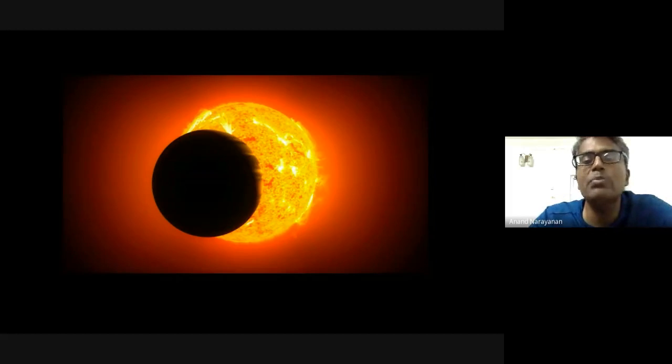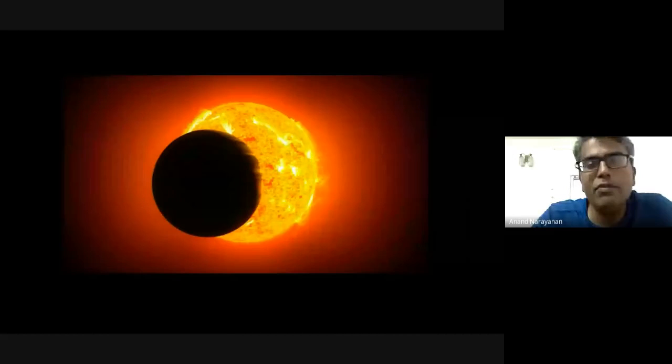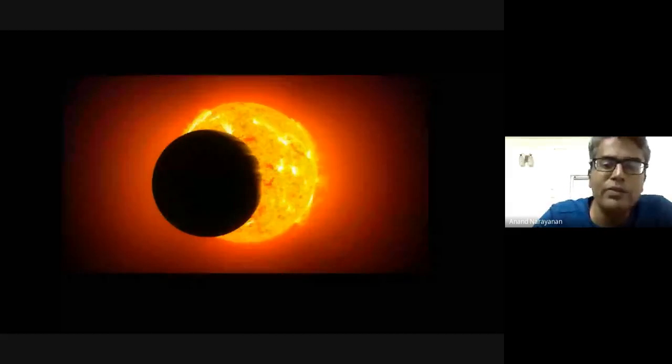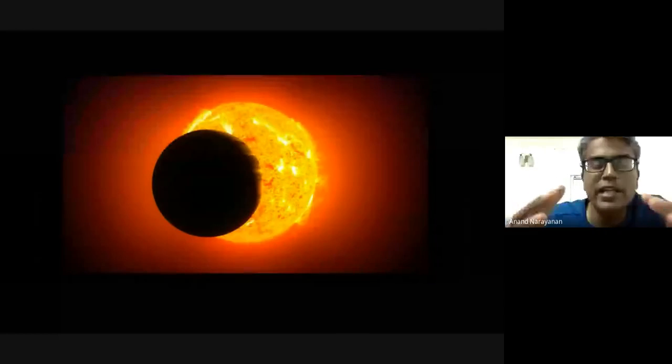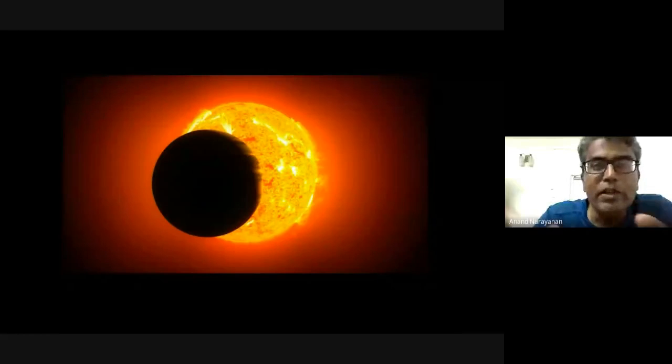Usually the analogy that people use is, it's like trying to photograph a firefly that is sitting next to a floodlight. If you take a picture of it, your picture will be fully lit up by the light from the floodlight, and you will not be able to see the firefly. So this is something similar to that.